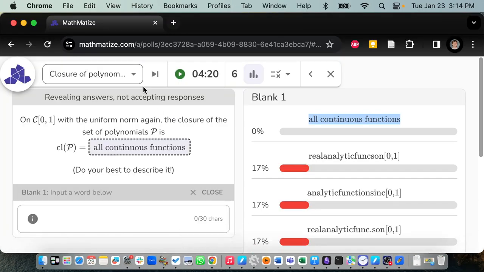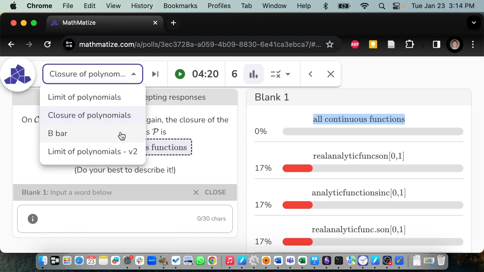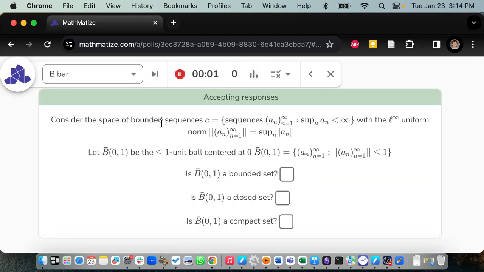Again, I have an example for you. It will also be good practice for the type of thing you see on the homework, because this one is about sequences. So I have the space C of sequences which are bounded by some number. The norm is the infinity norm, the sup of all of the entries, which is definitely a finite number for all the points in C. And now I make the set B bar, which is the set of things whose norm is less than or equal to 1.